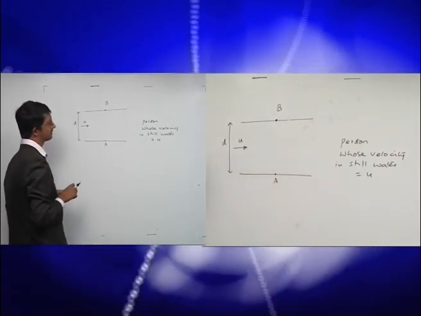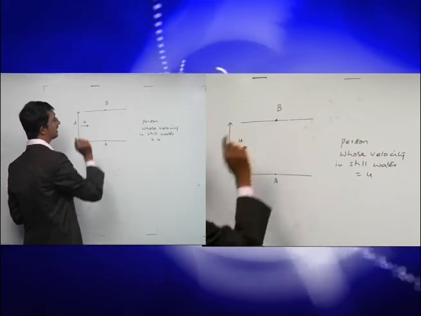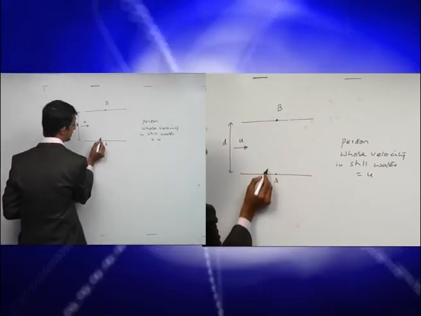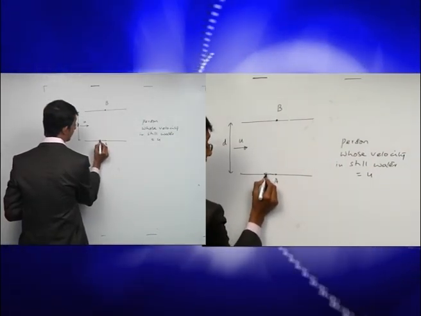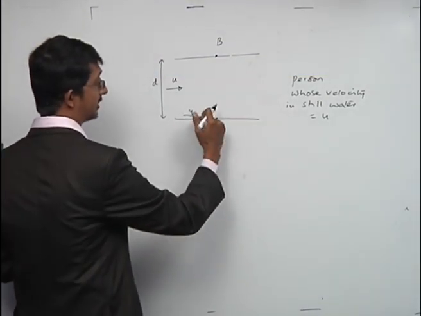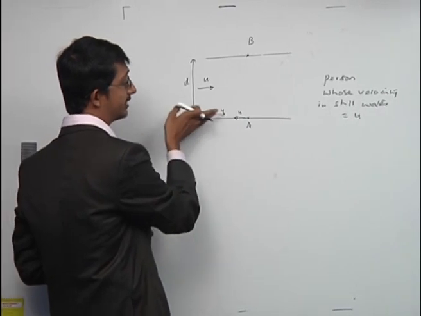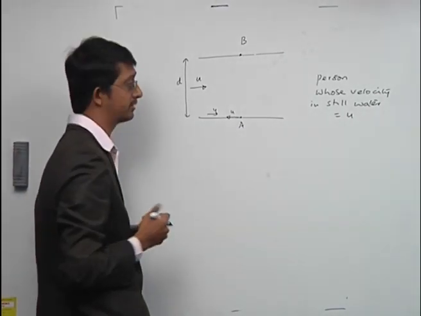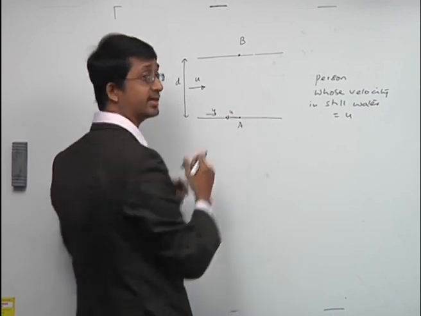This person, of course, cannot reach point B directly, because even if he tries to counter the river fully, he will be at A only. Suppose he is swimming in this direction with u, the river is also going in that direction with u, he will stay there. Net velocity is 0. He is trying to go, the river is pushing him, so he will stay there.